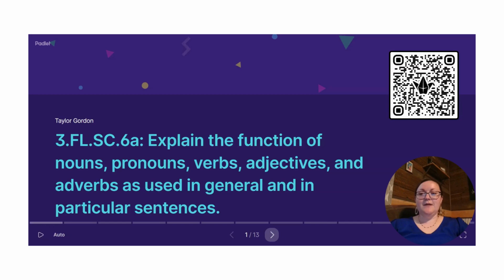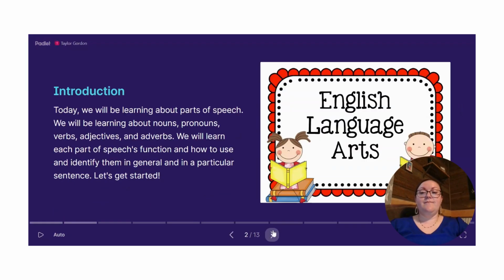Today we're going to be talking about parts of speech: nouns, pronouns, verbs, adjectives, and adverbs. Our Tennessee State Standard is to explain the function of nouns, pronouns, verbs, adjectives, and adverbs as used in general and in particular sentences. We're going to learn each part of speech's functions and how to use and identify them in general and in a particular sentence. Let's get started.